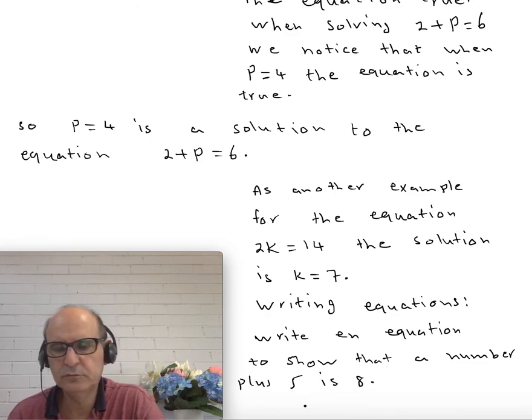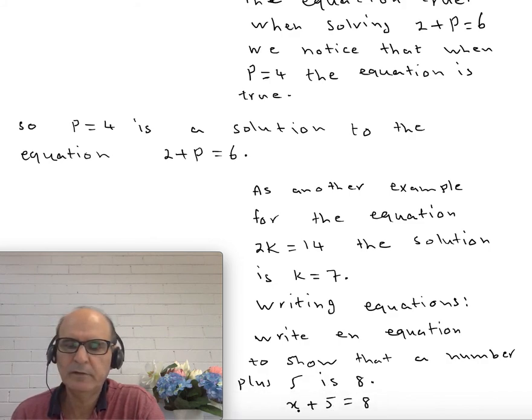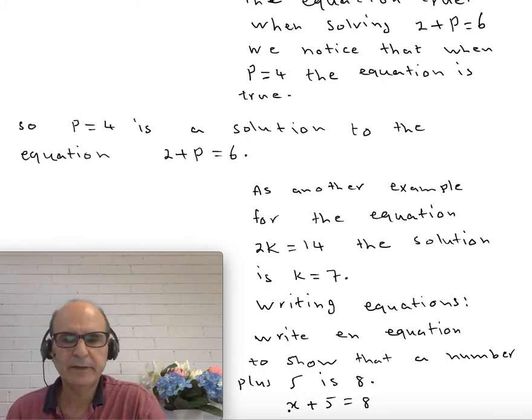So what I'm going to do, a number, I don't know that number, I can call it any pronumeral I like. For example, I'm going to call it x. So a number which is x plus 5, so plus 5 means equal to 8. That is an equation which shows this worded statement. Okay, x plus 5 is equal to 8. A number plus 5 is equal to 8. That is for writing equations.